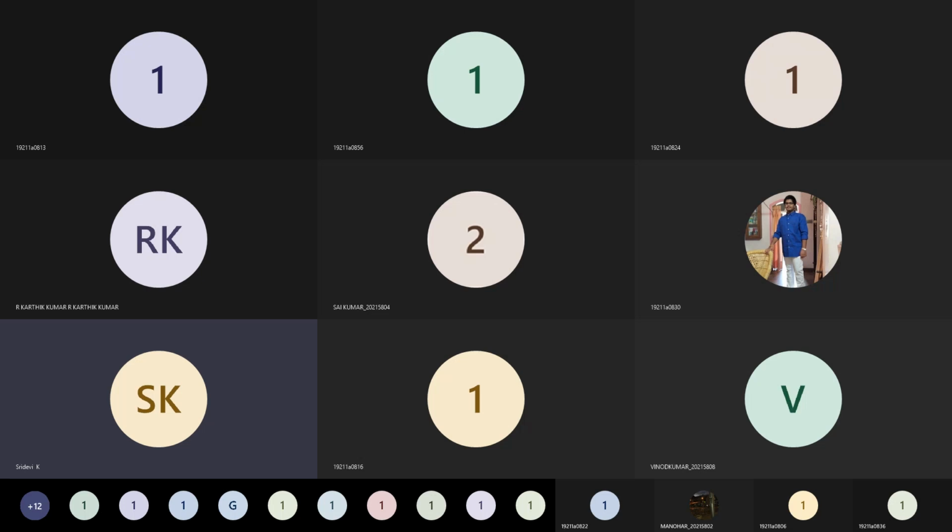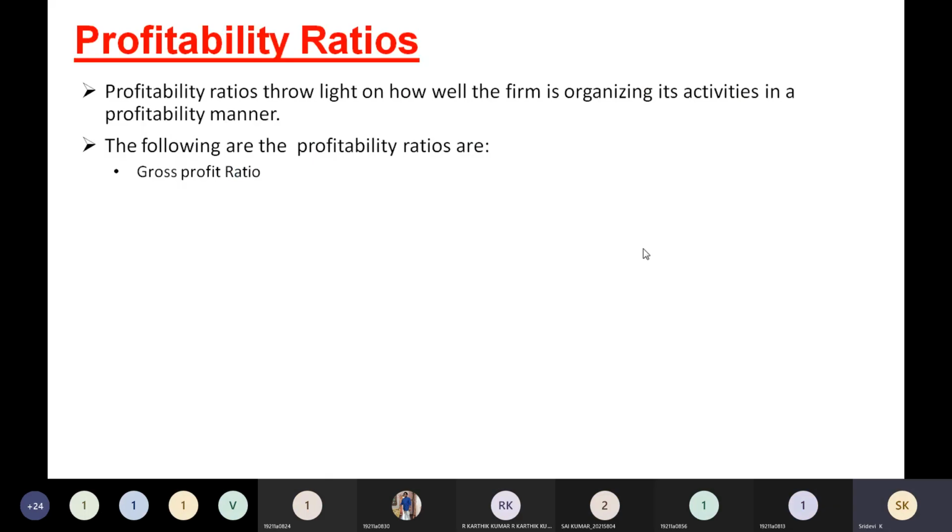Profitability ratios help the company to know how the profit is according to the sales of the company. The ratio between the sales and the profit will be indicated here by using these profitability ratios. What is the percentage of profit that you are earning on the sales? So this may be divided into gross profit ratio, net profit ratio, operating ratio.